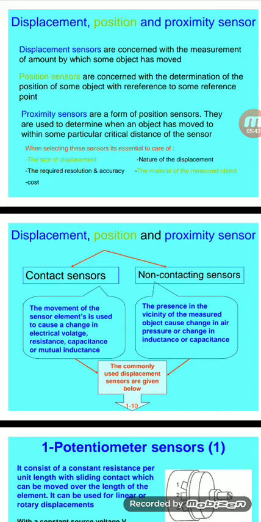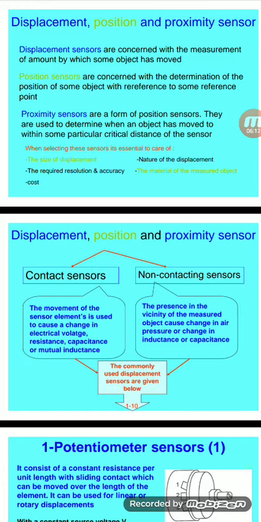Okay, next go for the proximity sensor. Proximity sensors, a form of position sensor, are used to determine when an object has moved within some particular distance of the sensor. That means proximity sensors are used for a certain circular range. This certain range we detect with proximity sensors.